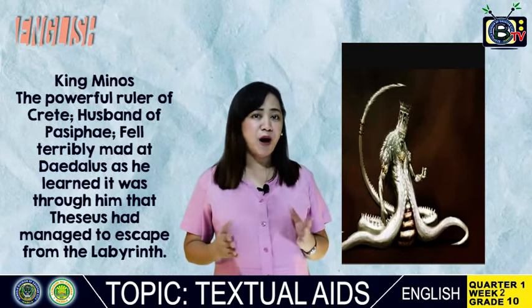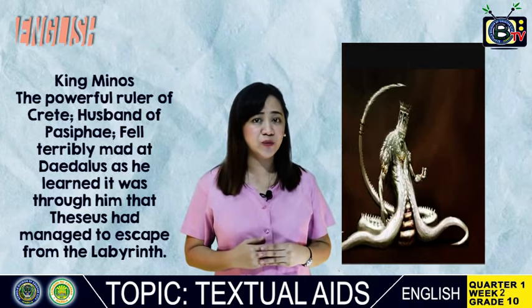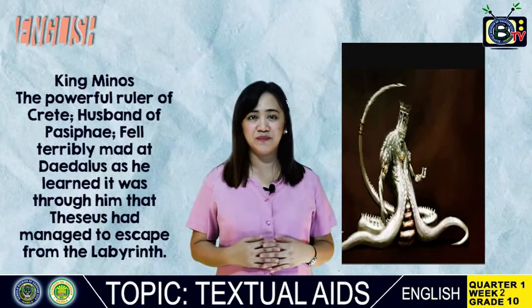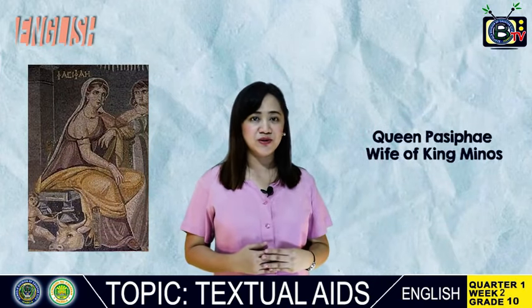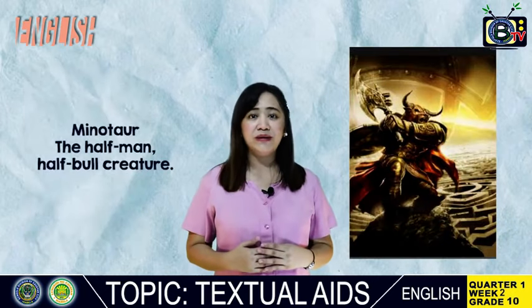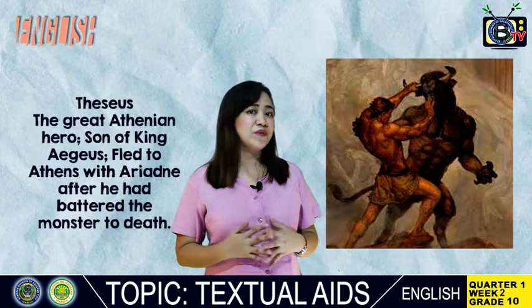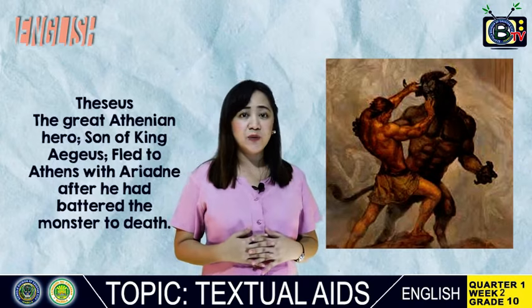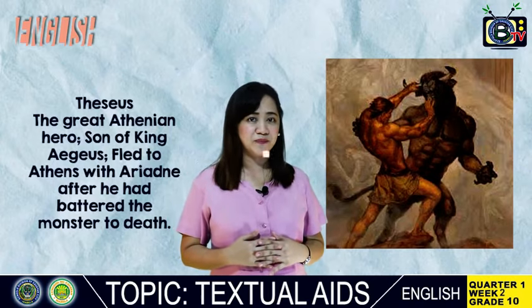King Minos, the powerful ruler of Crete, husband of Pasiphae, fell terribly mad at Daedalus as he learned it was through him that Theseus had managed to escape from the labyrinth. Queen Pasiphae, wife of King Minos. Minotaur, the half-man, half-bull creature. Theseus, the great Athenian hero, son of King Aegeus, fled to Athens with Ariadne after he had battered the monster to death.